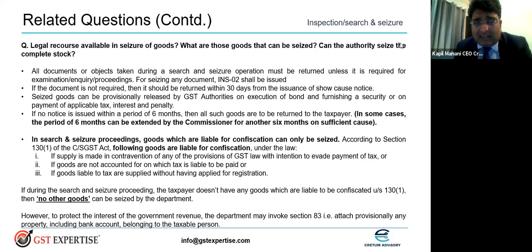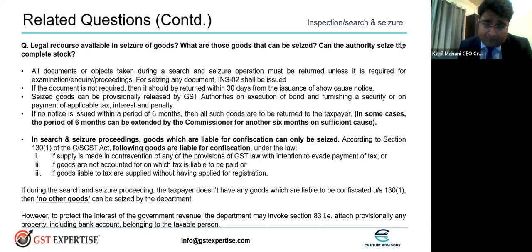Now the question which always arises is, what are the legal recourses available in the seizure of goods, and what are those goods that can be seized? All documents can be seized by them which they have reason to believe are important, but all documents or objects taken during the search and operation must be returned unless they require it for any examination, inquiry or proceedings.